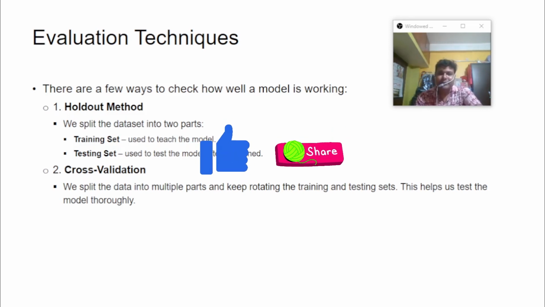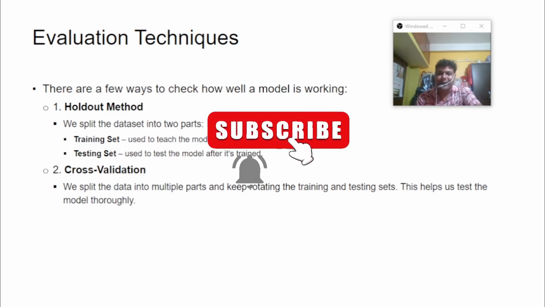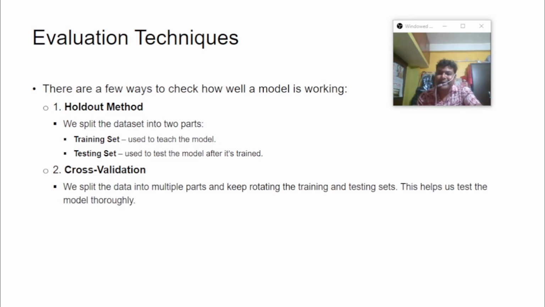And the second method is cross validation. We split the data into multiple parts and keep rotating the training and testing sets. This helps us test the model thoroughly.